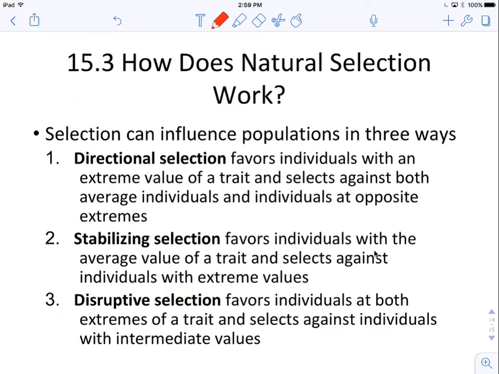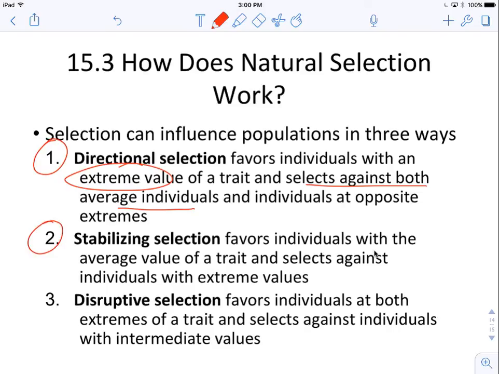Okay, last thing we're going to talk about in this section are the three types of natural selection, or three ways that selection can influence a population. One is directional selection. Directional selection favors individuals across a spectrum of phenotypes, and it selects one of the extremes and selects against the intermediate or average individuals and the individuals at the opposite extreme. We'll have a nice graphic on the next page that'll help explain that.